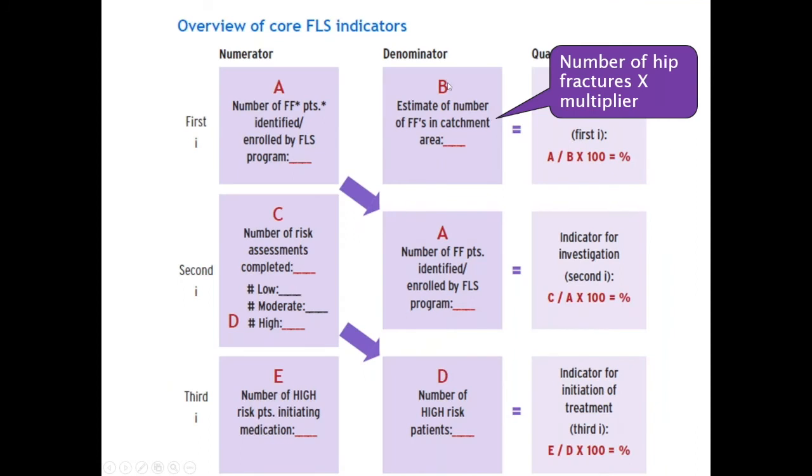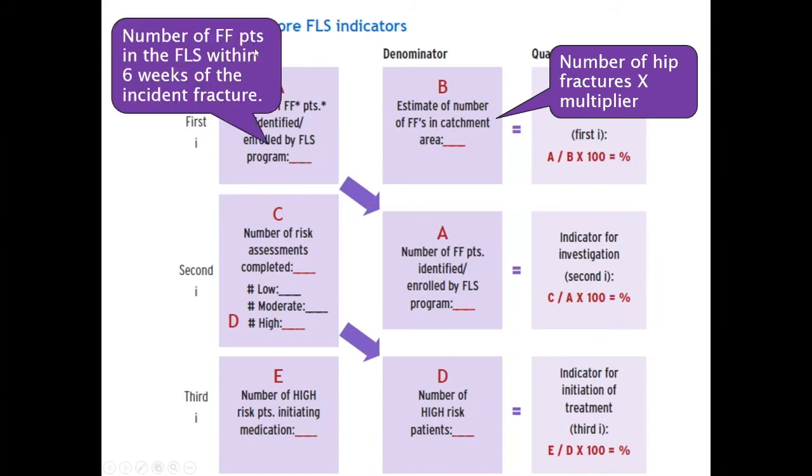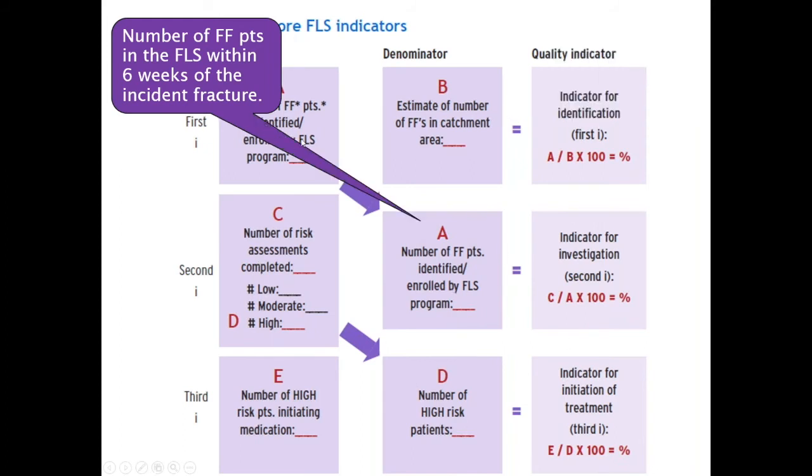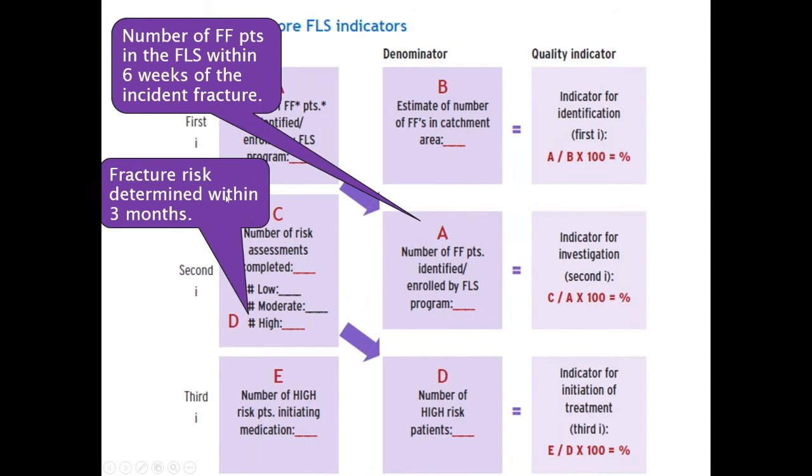So let's go over them for a minute. This is the denominator for the first eye. It's the number of hip fractures times the multiplier that's specific for the FLS type. And the numerator is the fracture patients seen within 6 weeks of their fracture. Now we want to keep this as minimal as possible. The denominator for the second eye is the same number as the numerator for the first eye. And in terms of the numerator, it's the number of patients that have their fracture risk completed within 3 months of their being enrolled in the FLS.